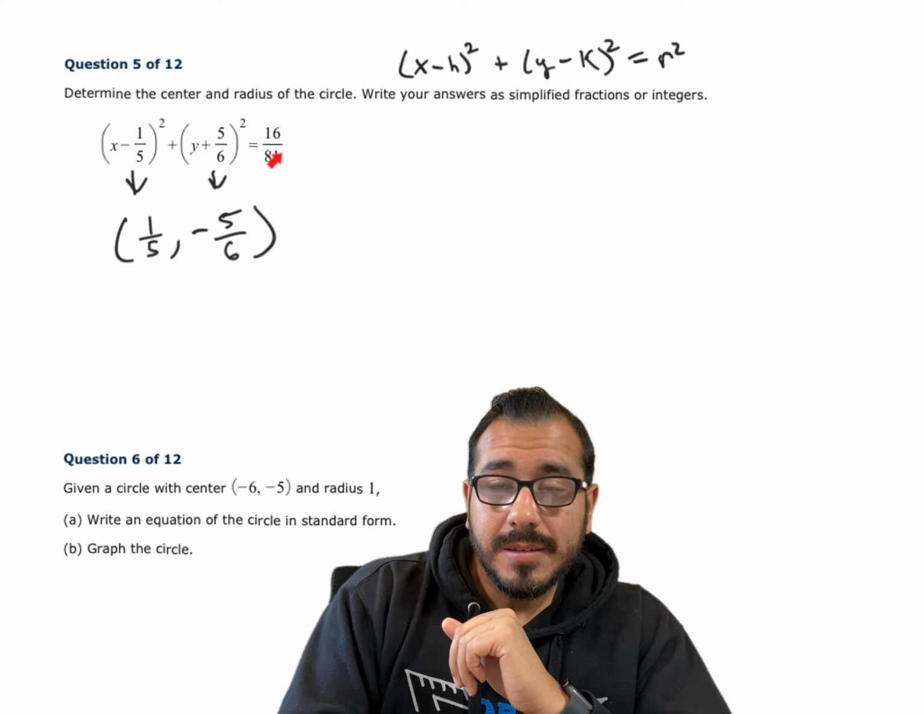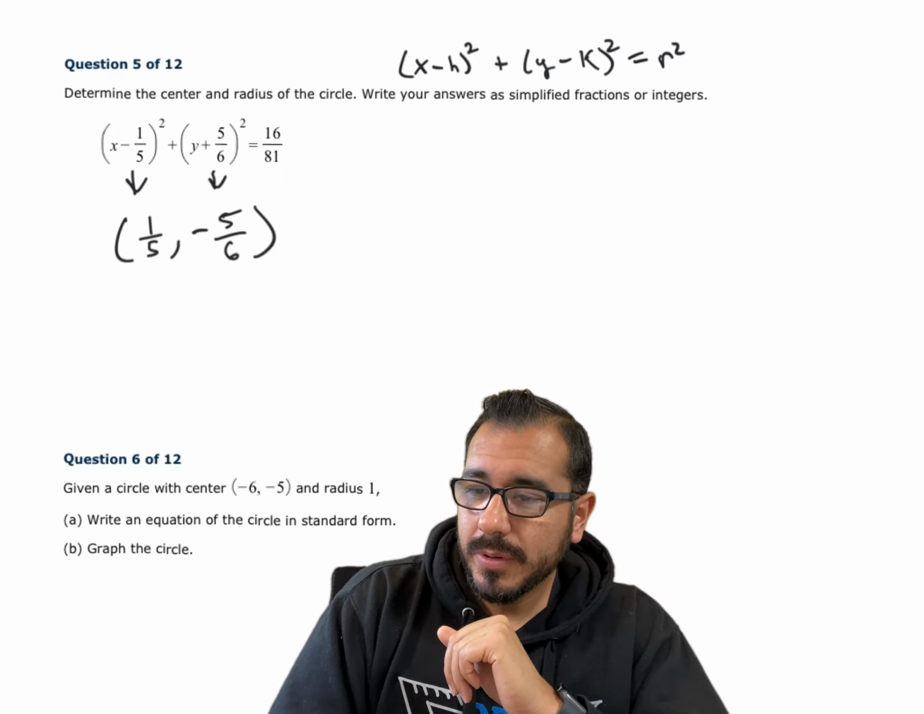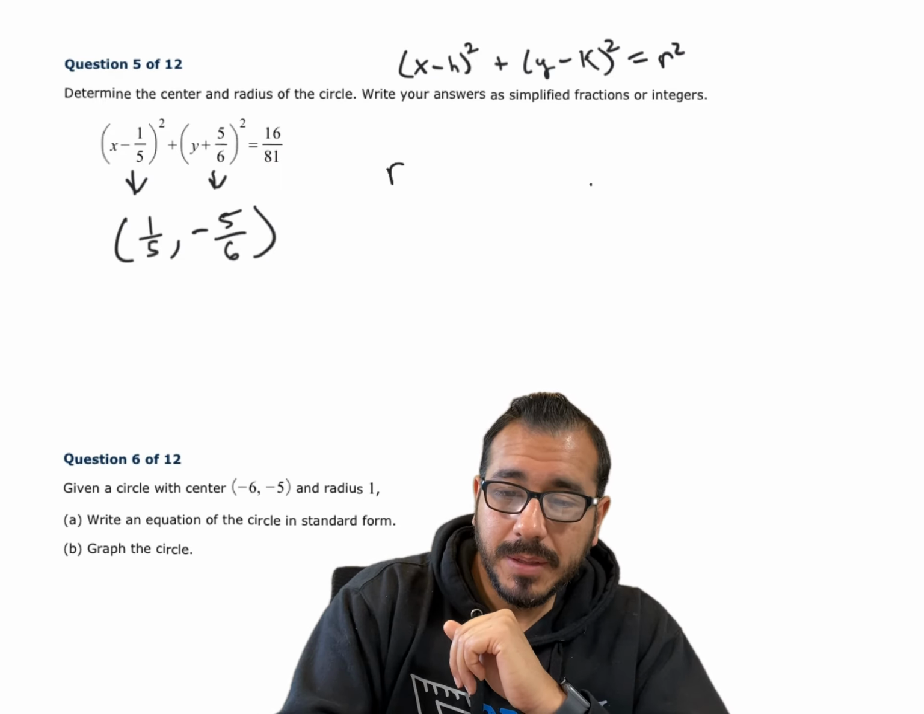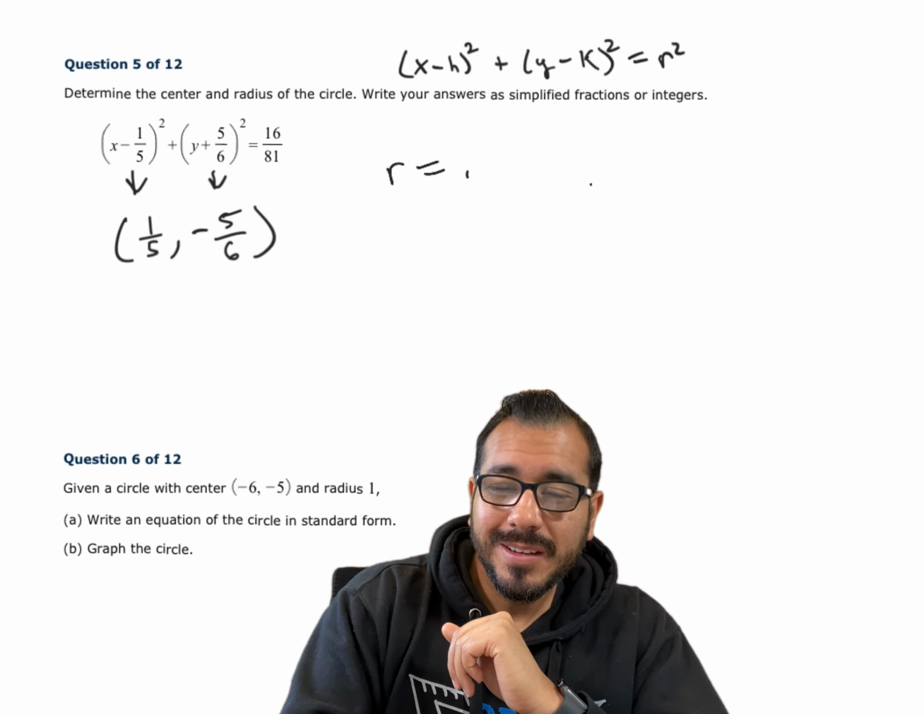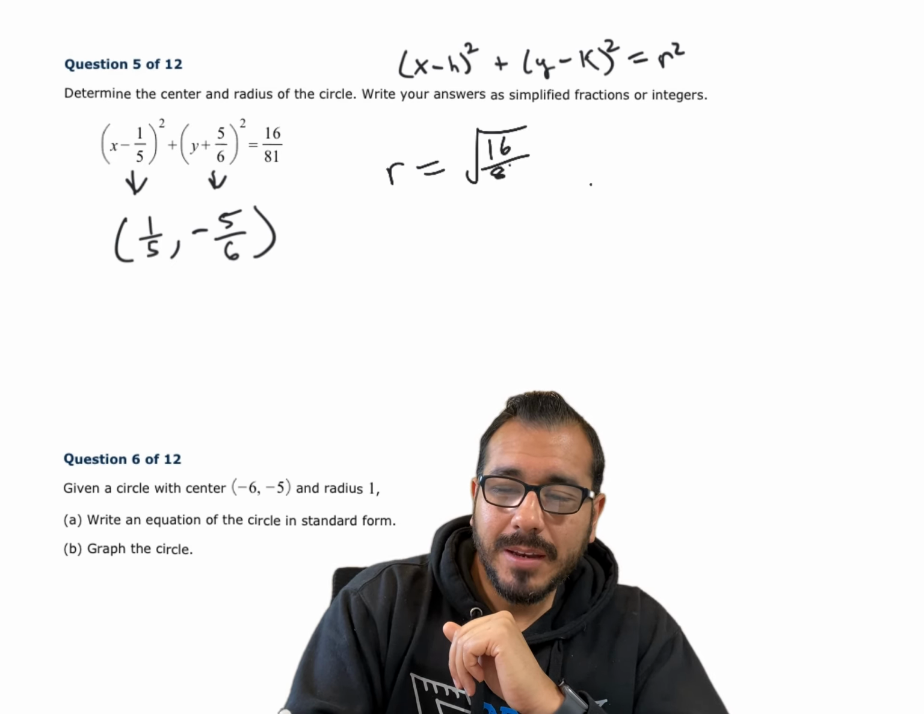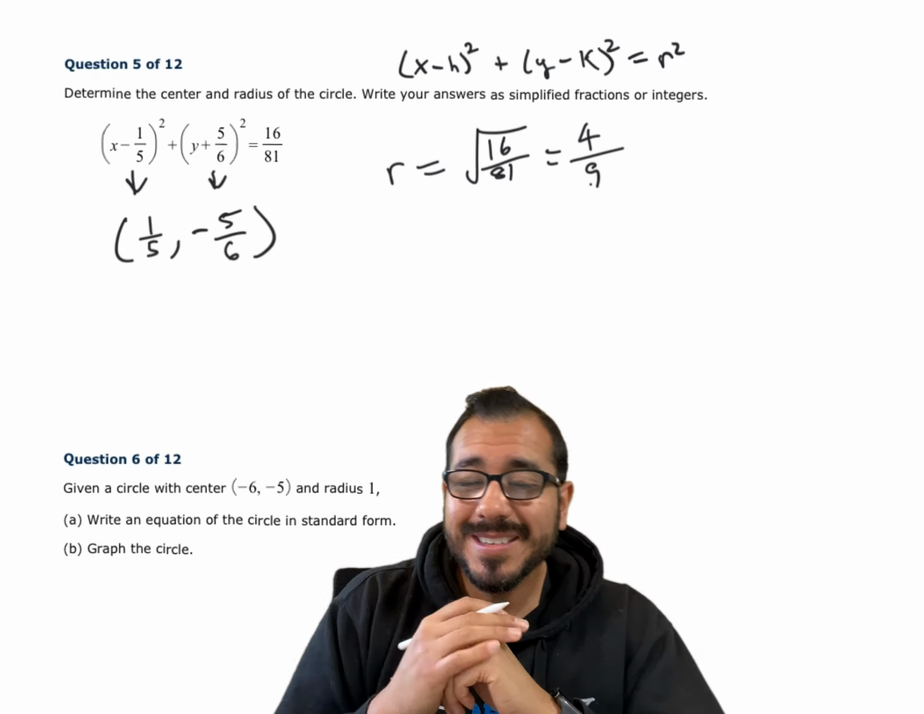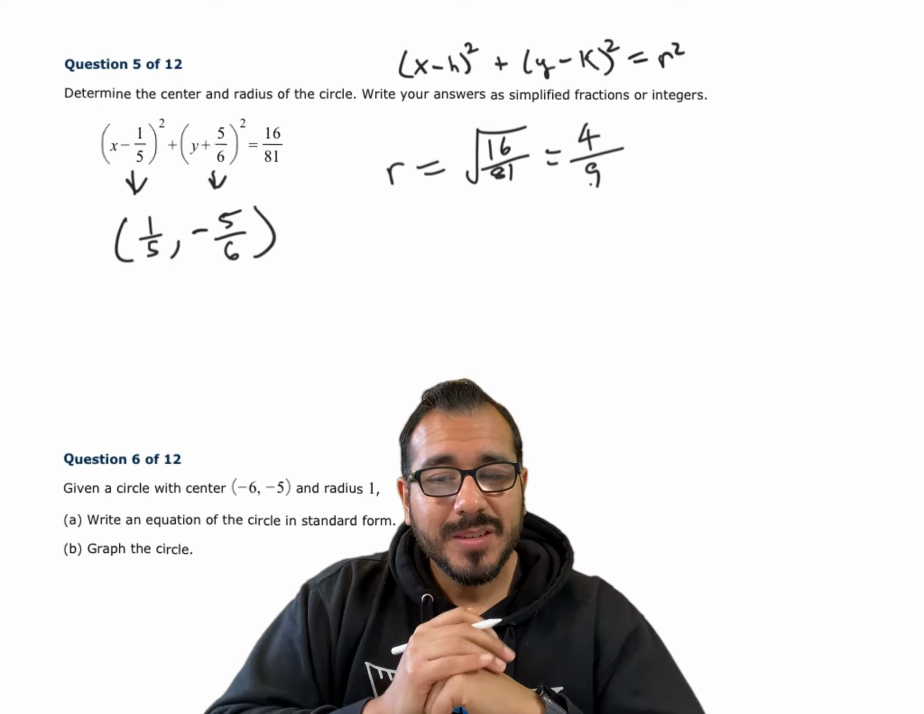What do we do with this? Perfect. You heard the person behind you? That was kind of creepy, but they were right. You take the square root of 16 over 81. Square root of 16 is 4. Square root of 81 is 9. All right? So it's that easy.